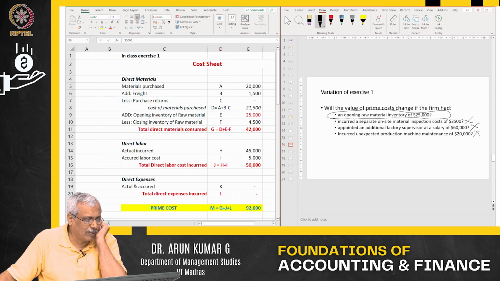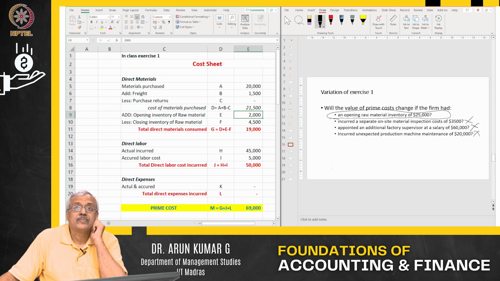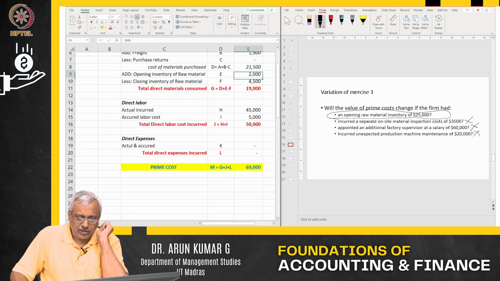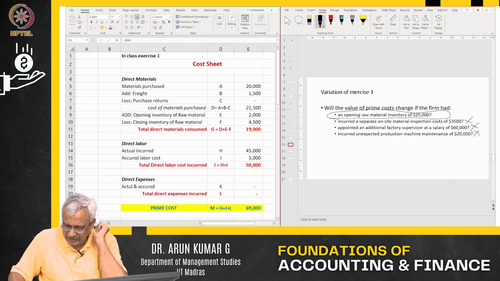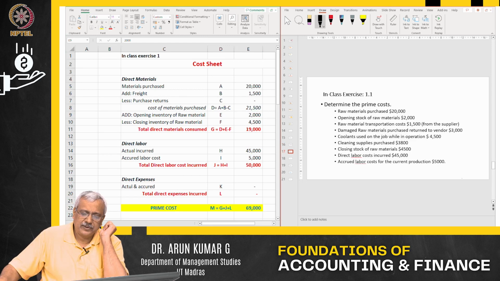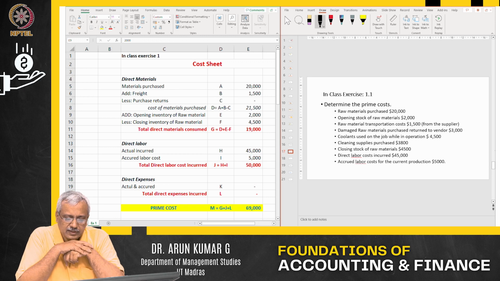Okay, fine. Let us go back to the earlier example. I am knocking off this 25,000, because in this exercise, Exercise 1.1, it still says determine the prime cost. Now let us look at it in this particular case. Raw material purchase 20,000, already accounted for. Opening stock 2,000, yes, accounted for.